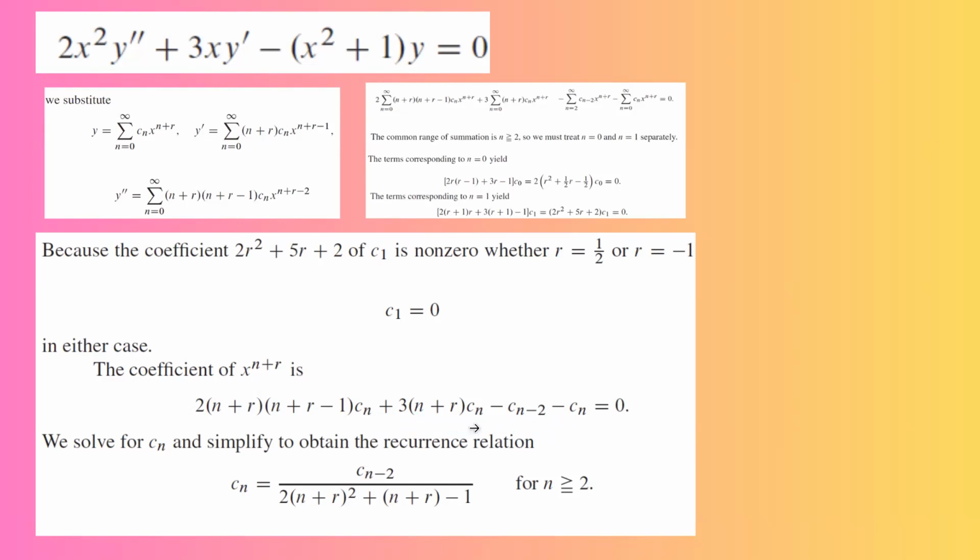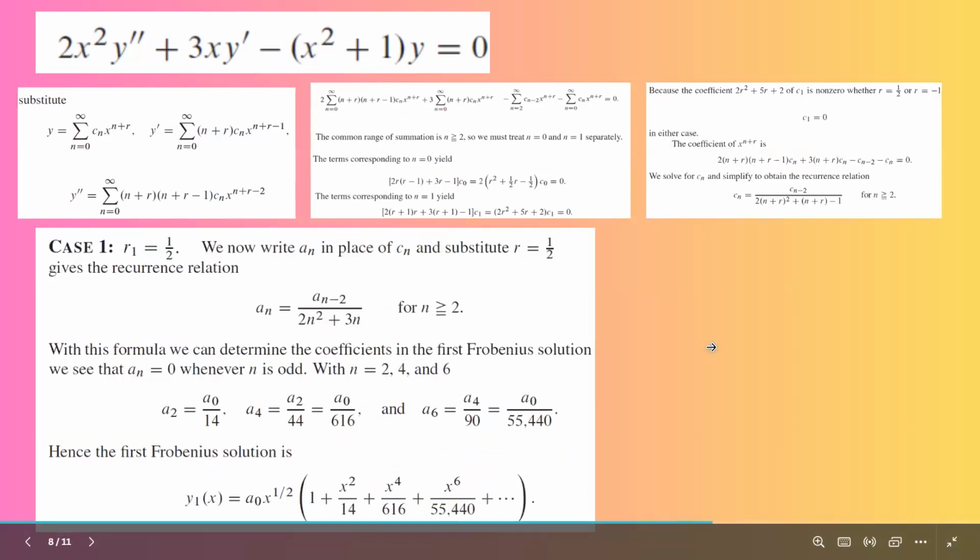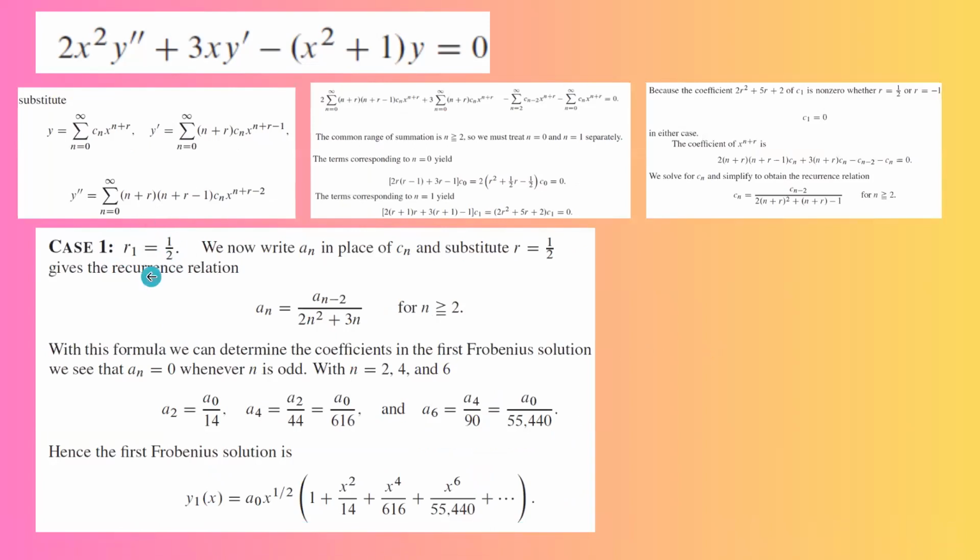Very good. So by applying the recursion, c sub n becomes c sub n minus 2 divided by 2 times n plus r to the second power plus n plus r minus 1. And note that n is greater than or equal to 2. Now what? Since r is equal to a half, we can write a sub n in place of c sub n and substitute r equals a half. So a sub n becomes, we are just basically going back and forth here, a sub n minus 2 times 2 times n squared plus 3n by substituting a half here.